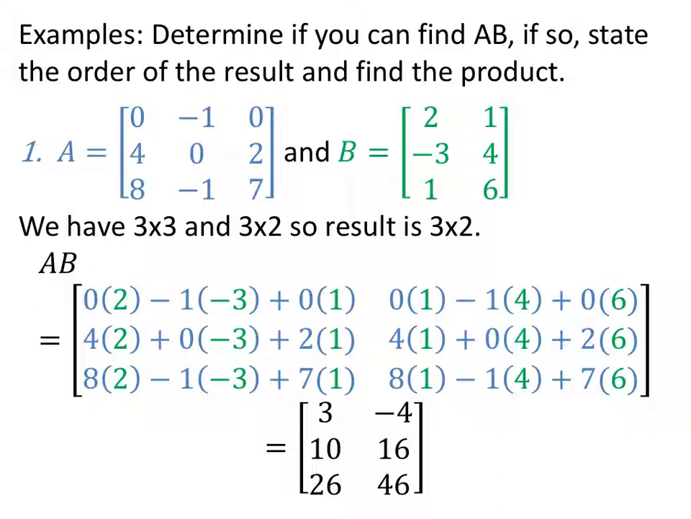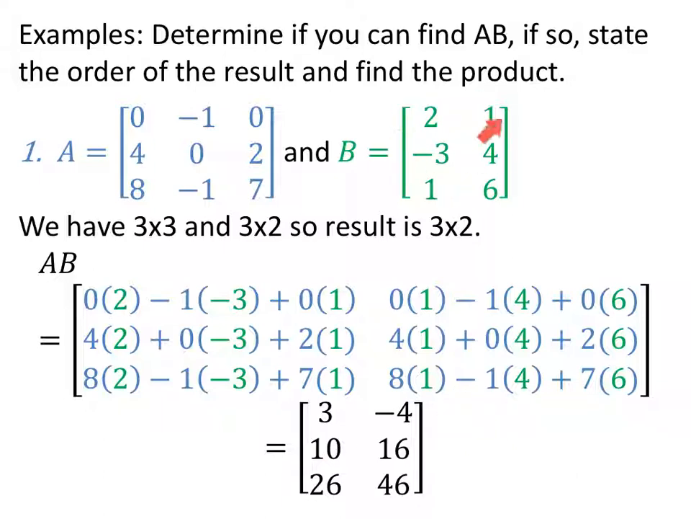You can go back, especially with these in colors, and see that row 1 of matrix A is 0, negative 1, 0, because those are the blue values in both columns. Row 2 of A is 4, 0, 2, 4, 0, 2. Row 3 of A is 8, negative 1, 7, 8, negative 1, 7.